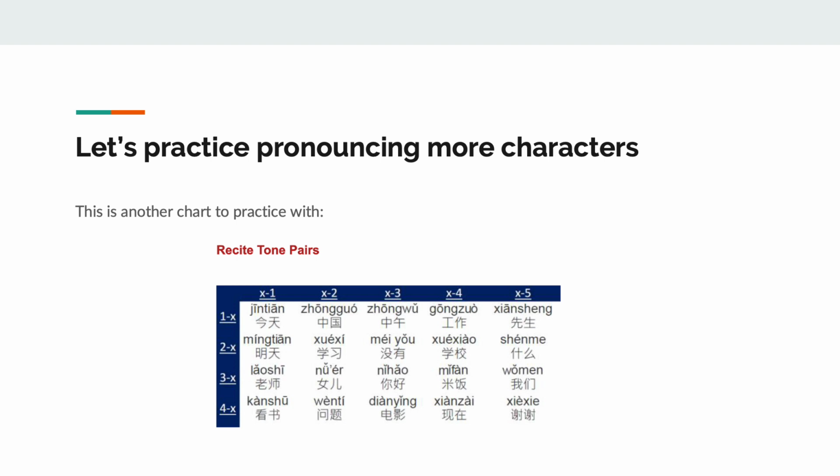学校 means school. 什么 means what. 老师 means teacher. 女儿 means daughter. 你好 means hello. 米饭 means rice. 我们 means we. 看书 means to read a book. 问题 means question. 电影 means movie. 现在 means now. 谢谢 means thank you.